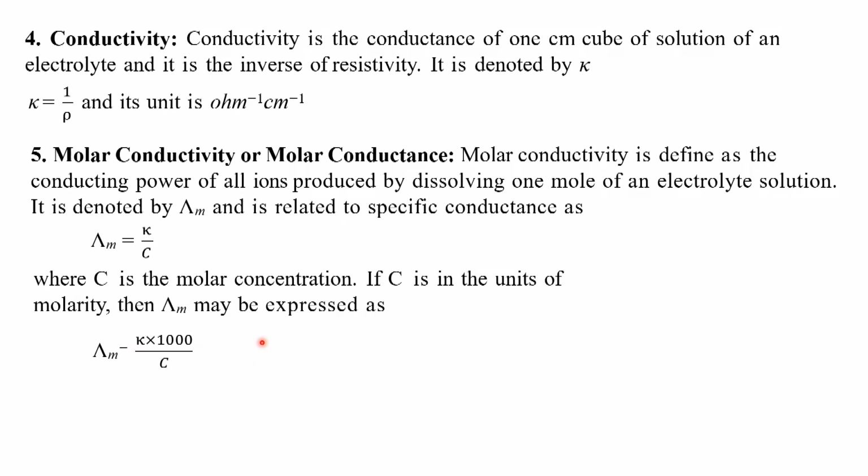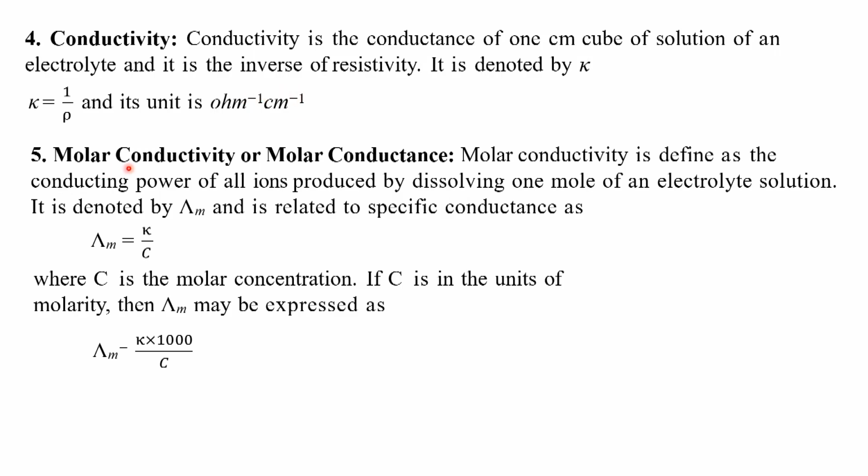Next, we discuss conductivity, like resistivity. Conductivity is the conductance of 1 centimeter cube of a solution of an electrolyte, and it is the inverse of resistivity. It is denoted by kappa. So, kappa is 1 by rho, that rho we already discussed. The unit of rho is ohm centimeter, so the unit of kappa is ohm inverse centimeter inverse.